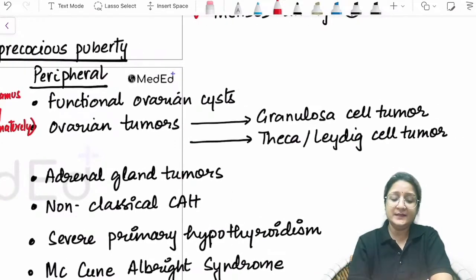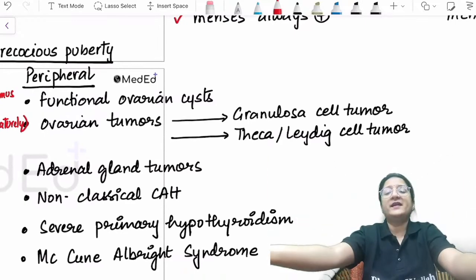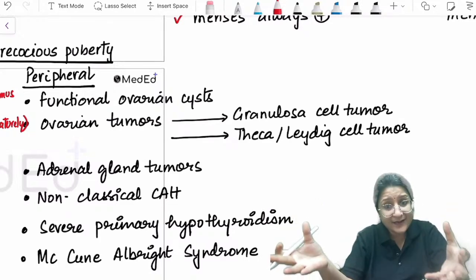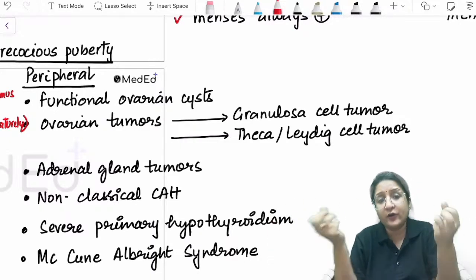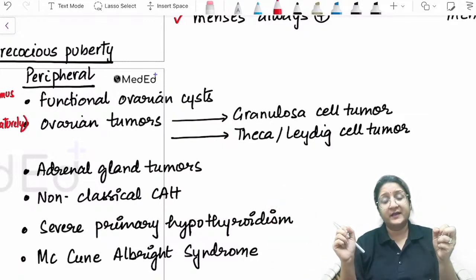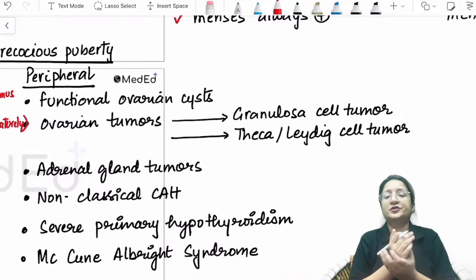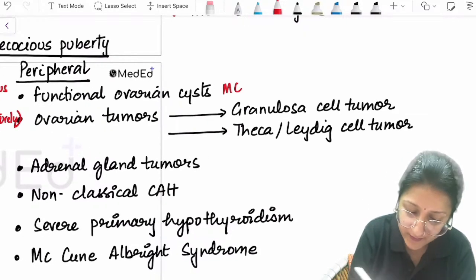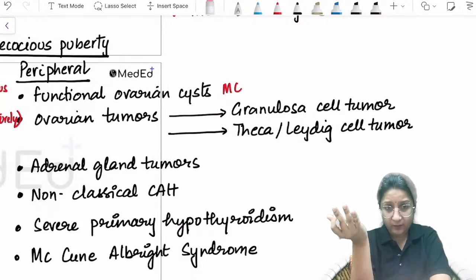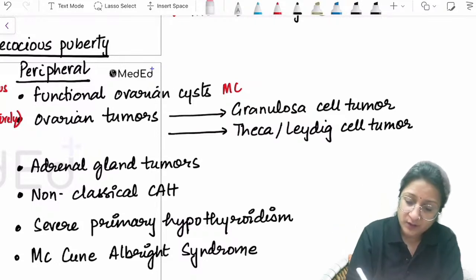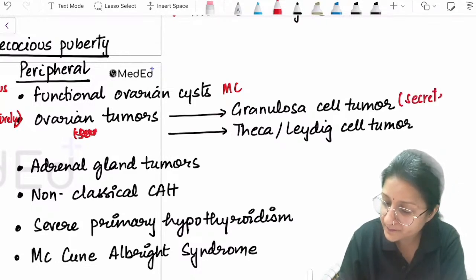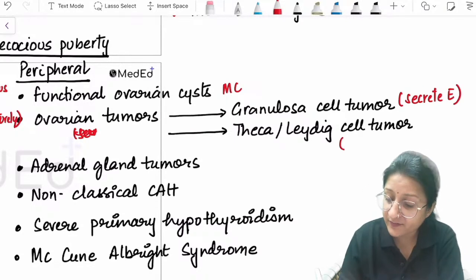Peripheral precocious puberty means that the gonads or anything in the periphery is secreting hormones. That could be the gonads, that could be the adrenal glands. So there is some peripheral source of steroid hormone production. The hypothalamus is not telling the gonads to secrete estrogen. They are on their own, some peripheral source of production of hormones. Most common here in this peripheral group is a functional ovarian cyst, which produces estrogen. And then there can be ovarian tumors which secrete estrogen, like granulosa cell tumor.